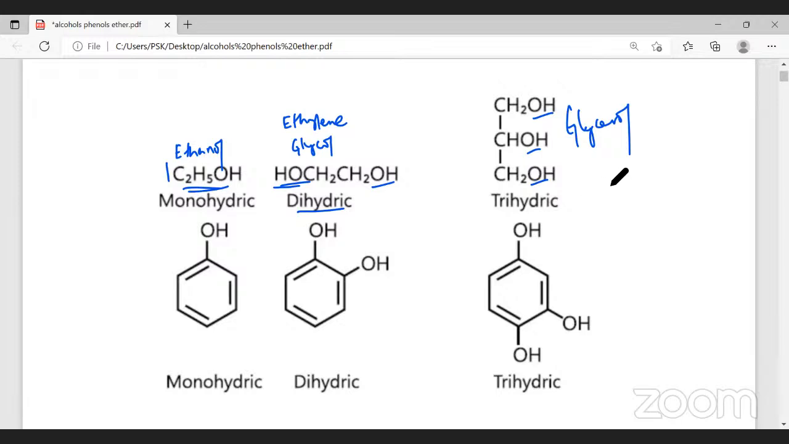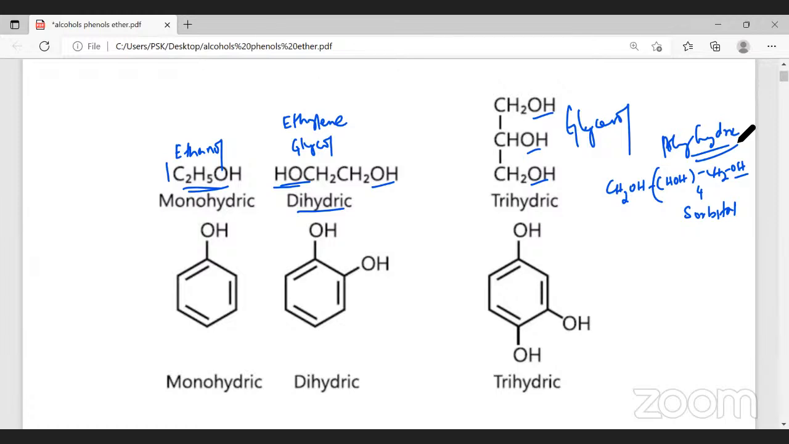Now, one such example for polyhydric alcohol is CH2OH, CHOH four times, and CH2OH. So this contains 1 plus 4, 5 plus 1, 6 OH groups. It's called sorbitol. So more than 3 OH groups, it is called polyhydric alcohol. Sorbitol is an example for polyhydric alcohol.